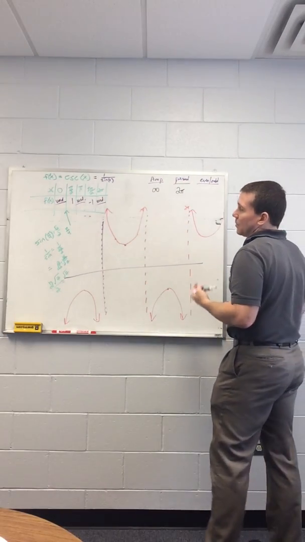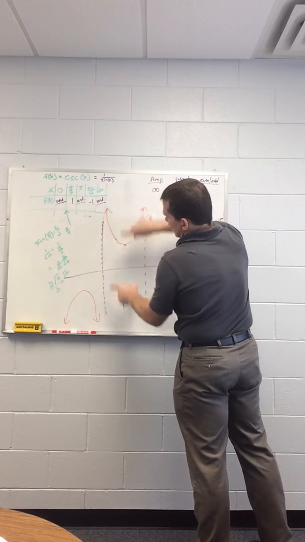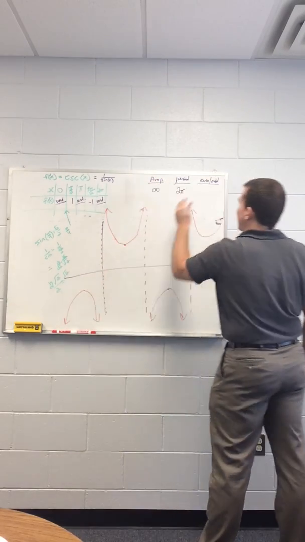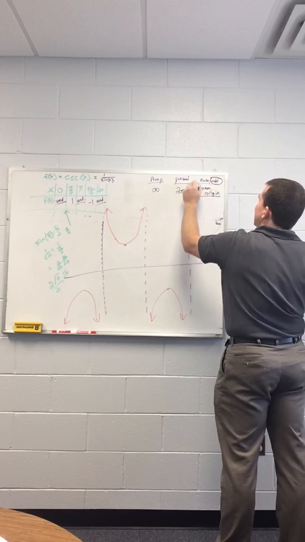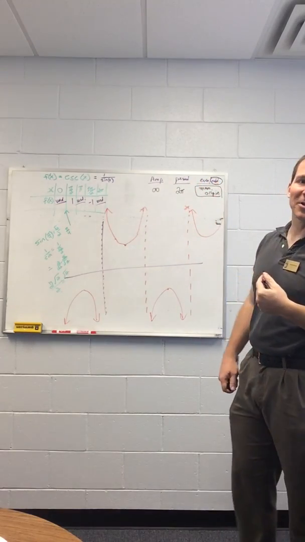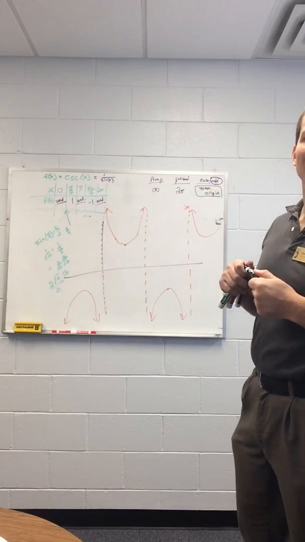Even and odd, well, sine was odd, symmetric about the origin. Cosecant, take this, flip it, you get that. This one is odd. It makes sense. A function and its reciprocal have the same even or odd properties.